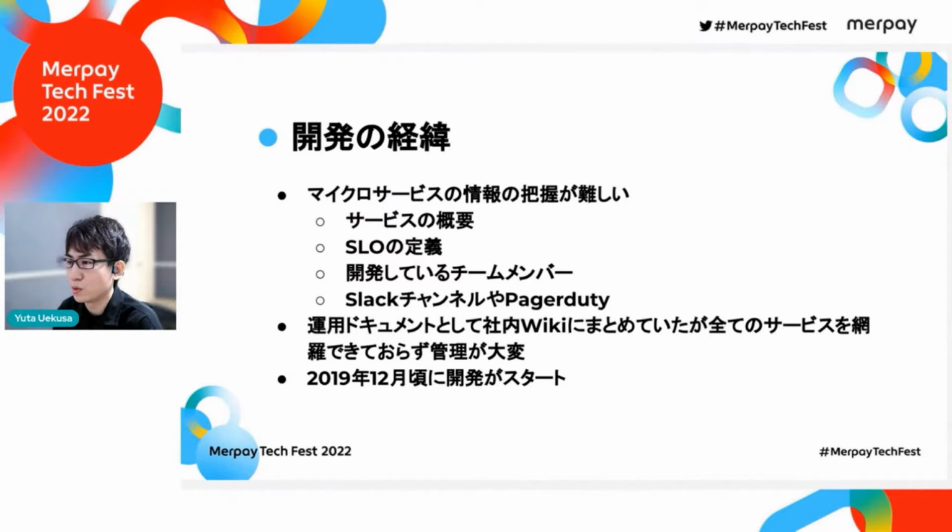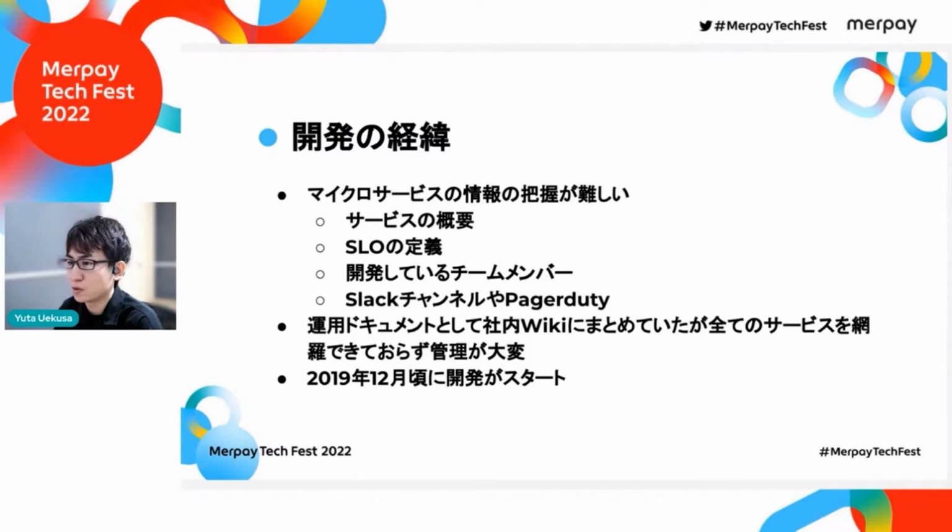For example, when you want to know the overview of a service, what SLOs are defined, the team members developing the service, the Slack channel to talk about the service, and the PagerDuty settings for on-call, it was a big task since you need to check them one by one.